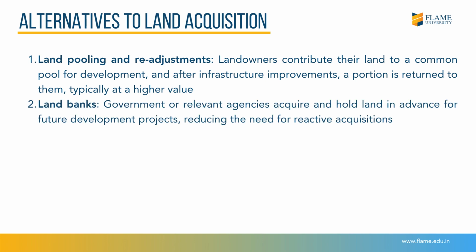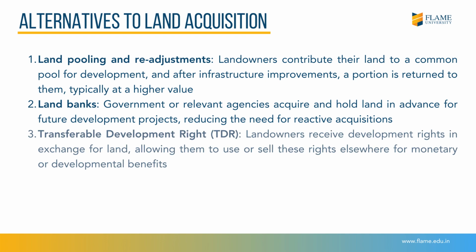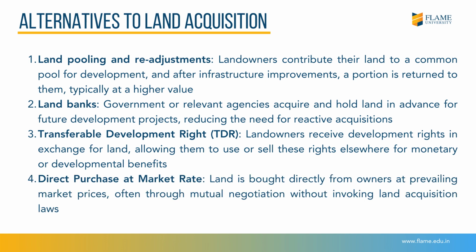Second are land banks. Under this, the government or agencies acquire and hold land in advance for future development projects, reducing the need for reactive acquisitions. Third, we have the instrument of the Transferable Development Rights or TDR. Landowners receive development rights in exchange for land, allowing them to use or sell these rights elsewhere for monetary or developmental benefits. Fourth is direct purchase at market rate. Land is bought directly from the owners at prevailing market prices, often through mutual negotiation without invoking land acquisition laws.